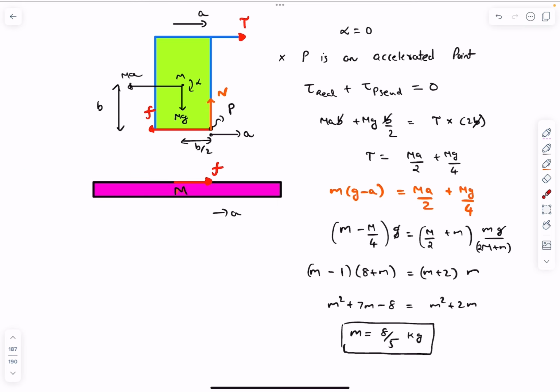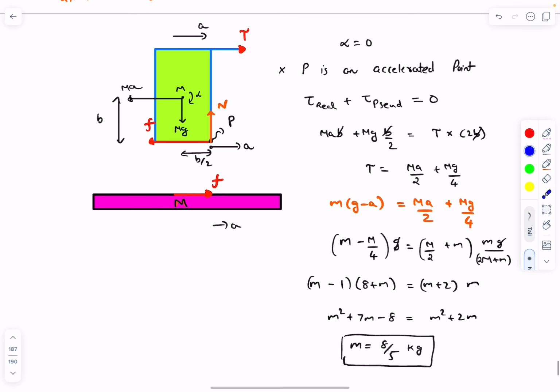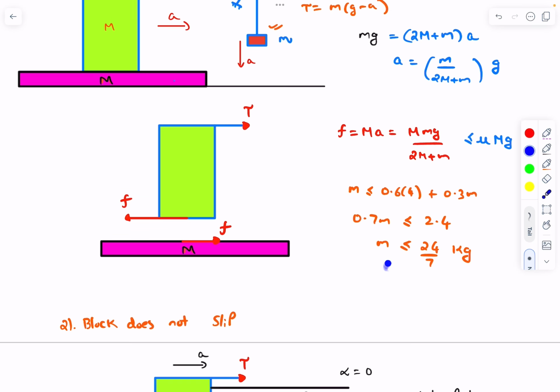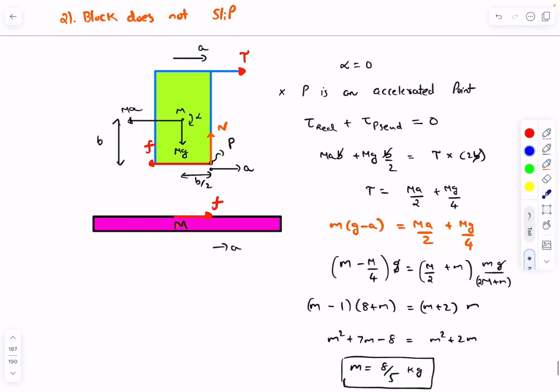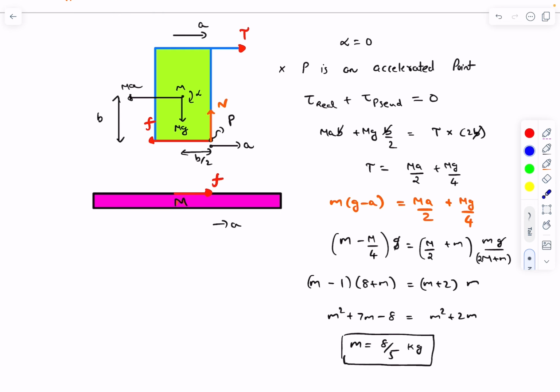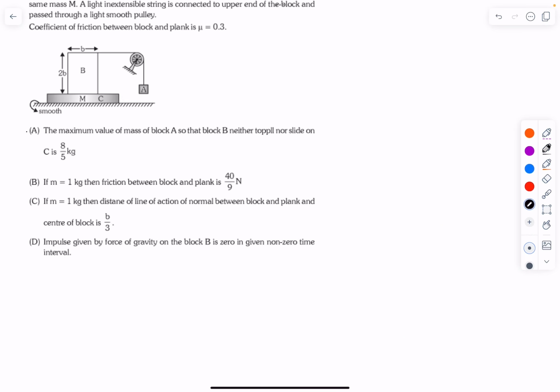Basically, after solving this expression and substituting the value of a from our earlier equation, we get that the value of m for which toppling actually starts is 8 by 5 kg. So if you observe, 8 by 5 kg is 1.6 kg, which is actually less than the value at which we figured out slipping would start, right? So if we want neither toppling nor slipping to start, then the mass small m has to be less than 8 by 5 kg. Because if it is greater than 8 by 5, then it will topple, right? So option A is actually correct. The maximum value of the block small m, so that it neither topples nor slips, is 8 by 5.